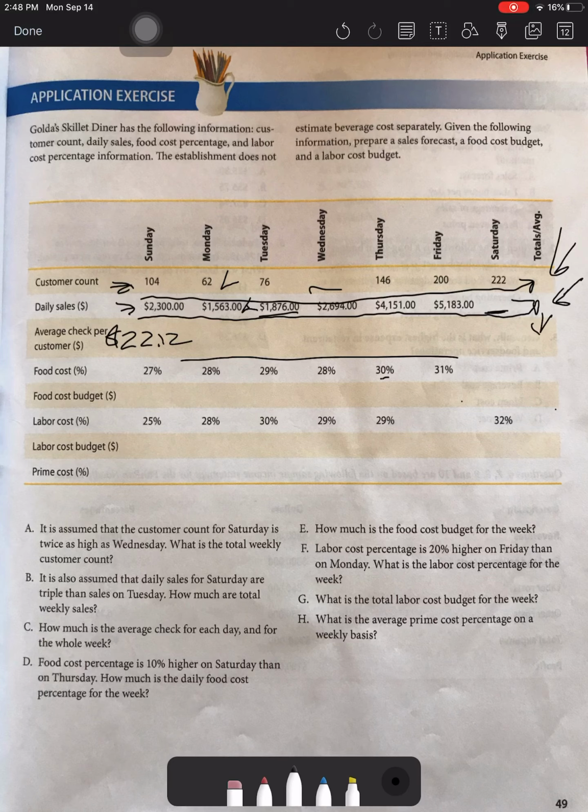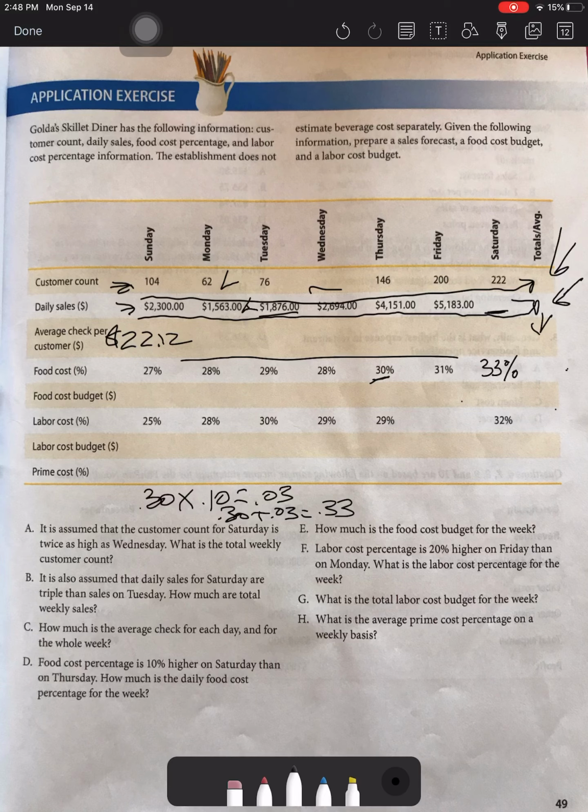Okay, so then we have D. Food cost percentage is 10% higher on Saturday than on Thursday. So on Thursday we can see that it's 30%. So this is kind of tricky, but you will say 30% times 10%, and that will equal 0.03. And so you would have to add the 0.30 plus the 0.03, and that's going to equal 33%. So that 33 is added in right here on Saturday.